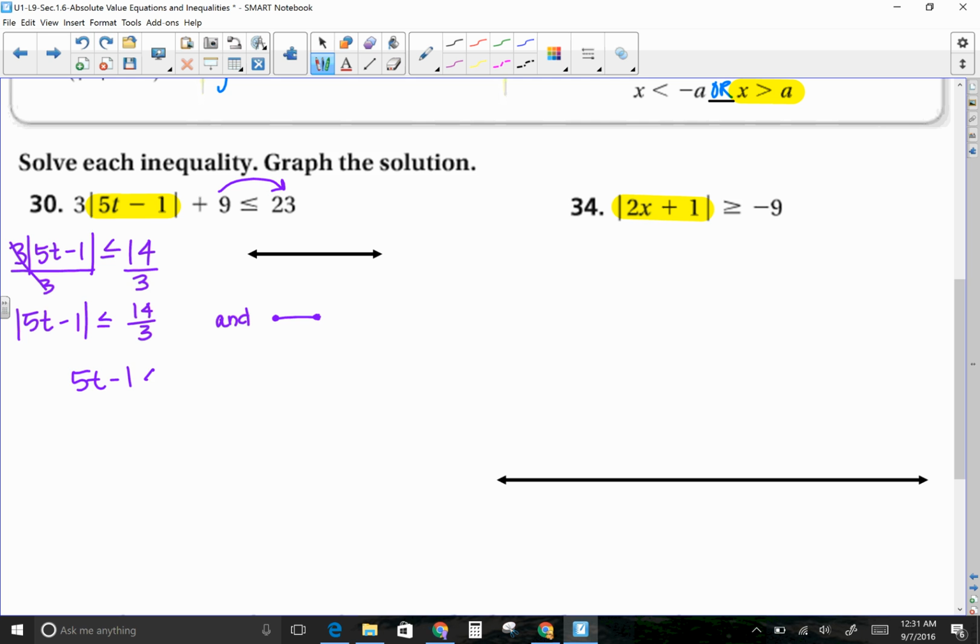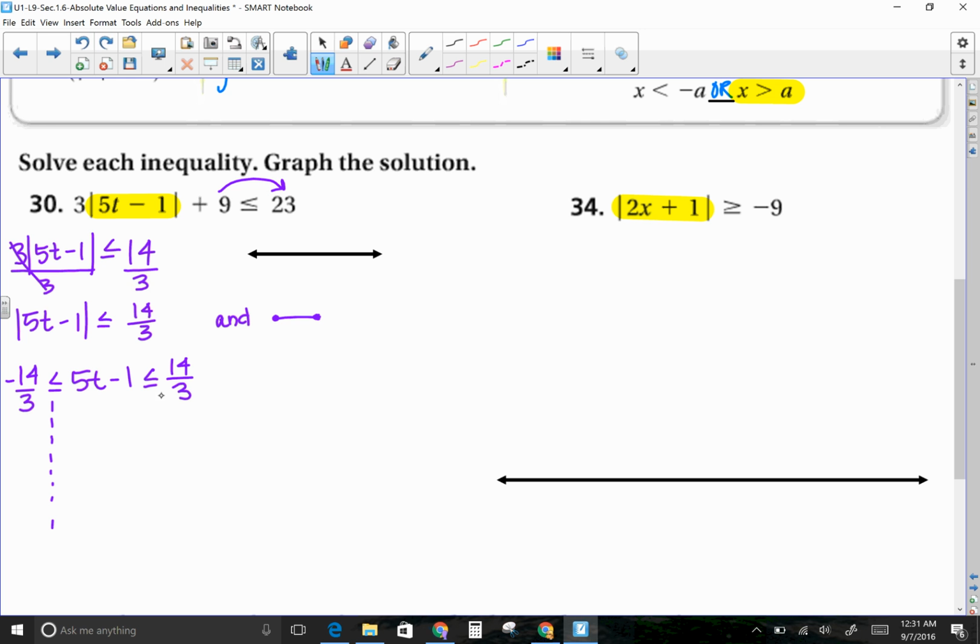5t minus 1 less than or equal to 14 thirds. So that's exactly the way we see it without the absolute value. It's an and statement, so sometimes it's easiest to put that and write negative 14 thirds. Okay? Now, I don't know how much practice y'all have had with solving these, but this is a compact way of writing the three equations.